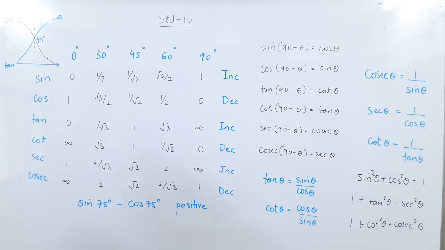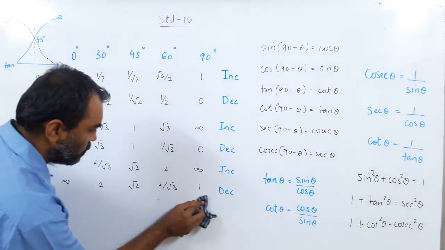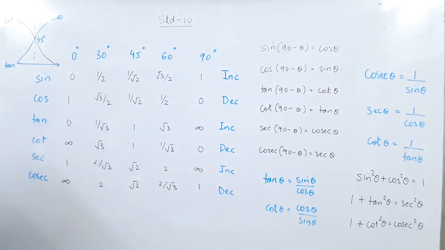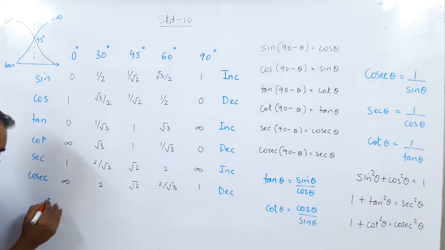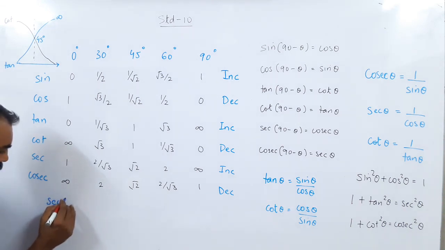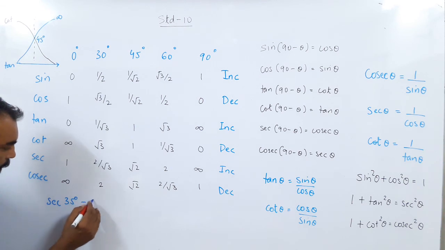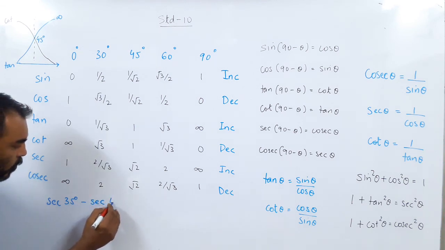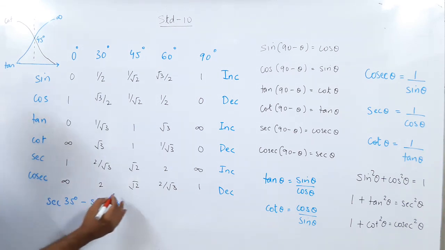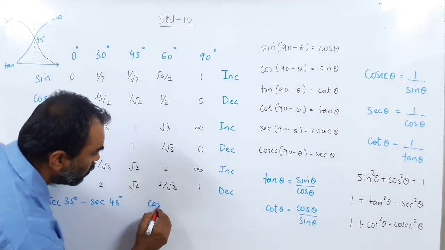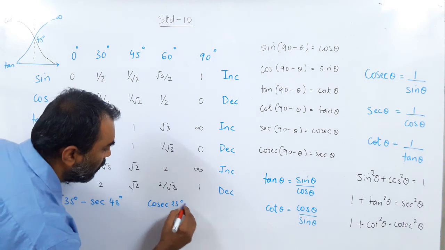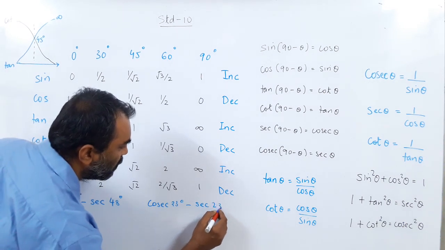So I have shown you two types of sums. Which two types? Let me write it again. One type of sum I'll write here. Let us say sec 35 degrees minus sec 48 degrees. One sum is sec and sec. And second, cosec 23 degrees minus sec 23 degrees.